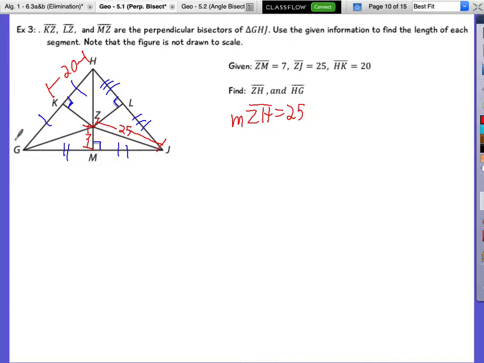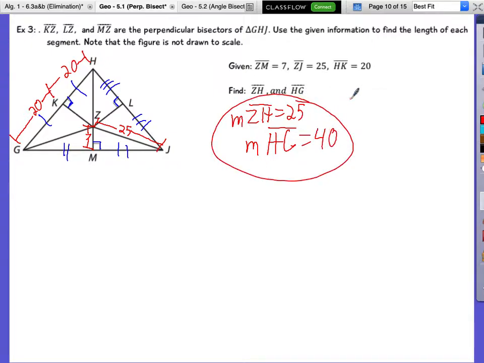Why plus 20, Marley? Why would this G to K be 20? Because it's like the little line thing saying that they're the same. They're congruent because ZK is a perpendicular bisector, so it bisects this segment. This segment's cut in half at K. If HK is 20, that's half, so the other half must also be 20. So measure of HG is going to be what? 40. You add them together. Questions on that?